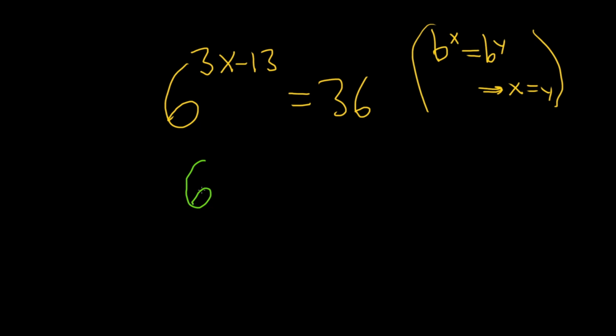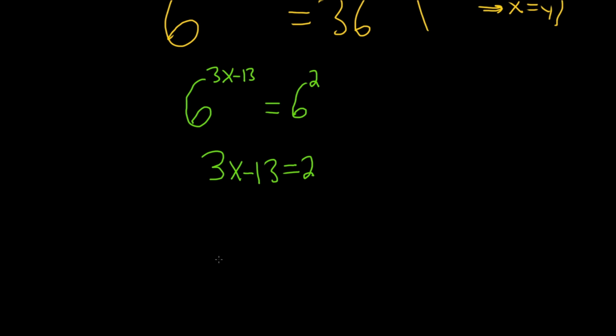We'll keep the left-hand side the same. So 6 to the 3x minus 13. And the 36, we'll write that as 6 to the second power. Okay, so now we have the same base on both sides, so we can drop the 6's. So the next step is 3x minus 13 equals 2. Good stuff. So now all we have to do is solve for x.